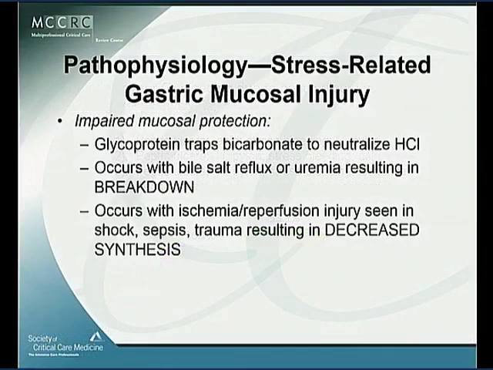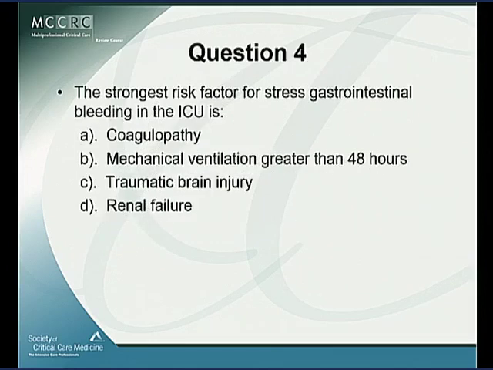Okay, so let's talk a little bit more about these and then the agents. Impaired gastric mucosal protection occurs with bile salt reflux or uremia that results in breakdown. Also, potentially, there's decreased synthesis of the barrier as well. So we break it down and we don't move it.